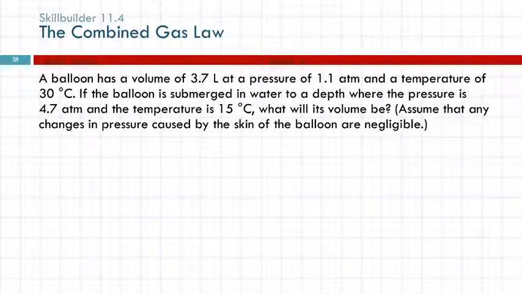A balloon has a volume of 3.7 liters at a pressure of 1.1 atmospheres and a temperature of 30 degrees Celsius. If the balloon is submerged in water to a depth where the pressure is 4.7 atmospheres and the temperature is 15 degrees Celsius, what will its volume be? And then the fine print, assume that any changes in pressure caused by the skin of the balloon are negligible.